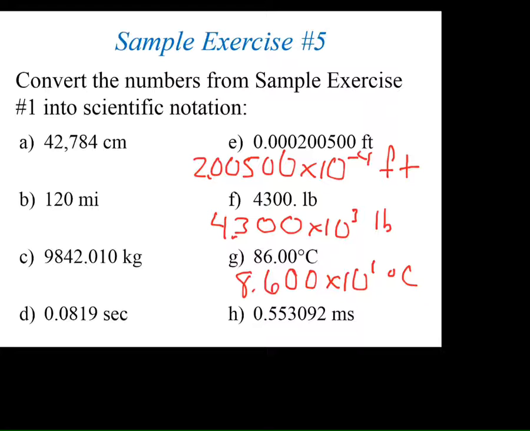Okay, and the last one, 5.53092 times 10 to the what? Negative 1 milliseconds. Okay. Got it on that one? See what the zeros are there?